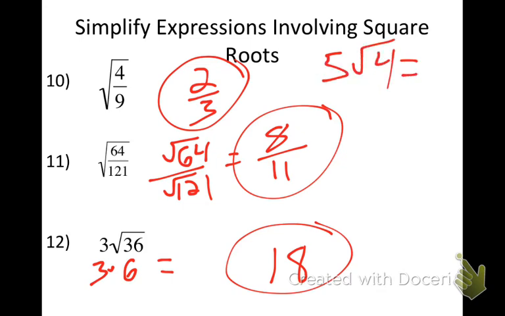That's going to be like 10. Why? Because what's the square root of 4? 2. So it's 5 times 2, which is 10. Oh, it all makes sense. Okay, take the square root, multiply what's out in front.